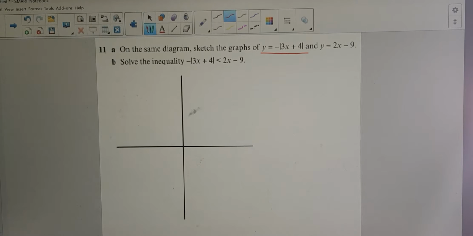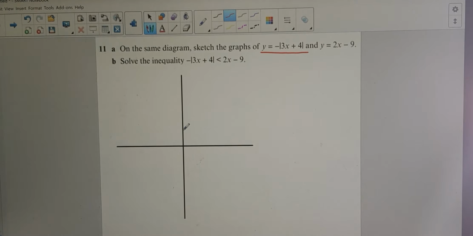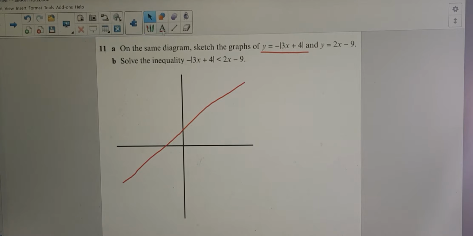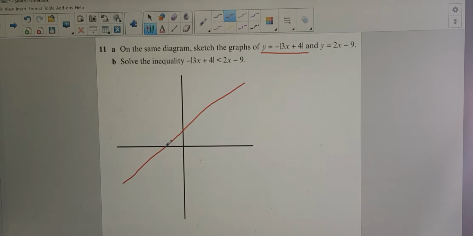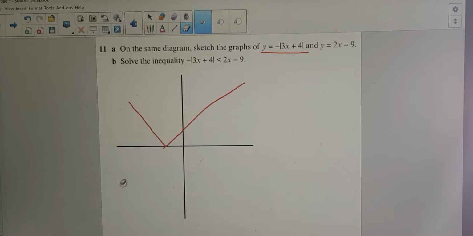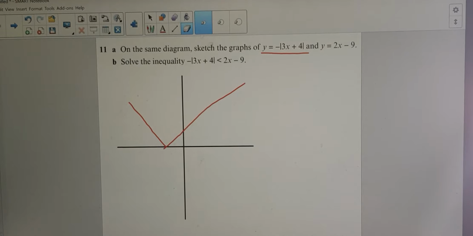So I know it has a y-intercept of 4 and continues down like that. So this is my line of y equals 3x add 4. Modulus of that would mean that it can have no negative y values to that. So this will therefore be coming up here. So this is my graph of y equals the modulus of 3x add 4.